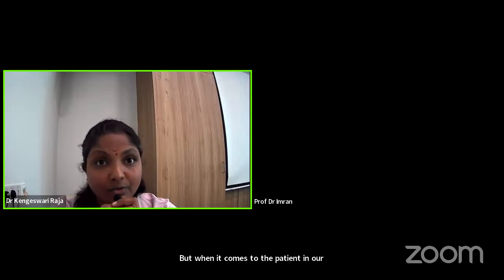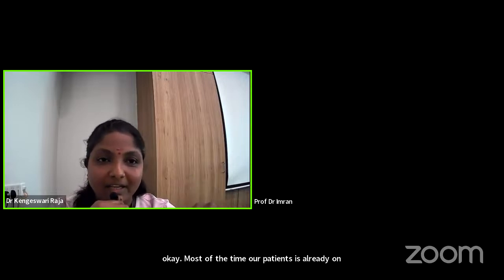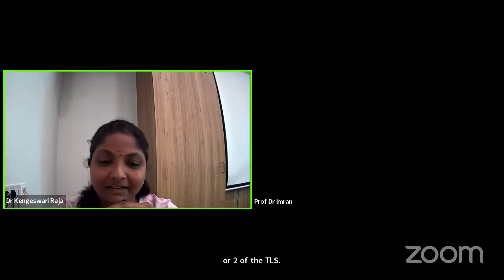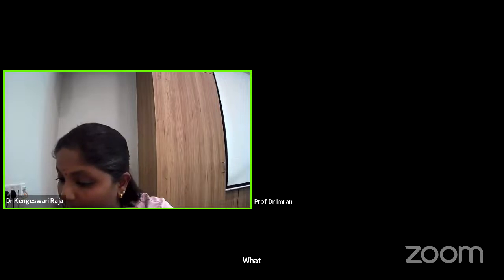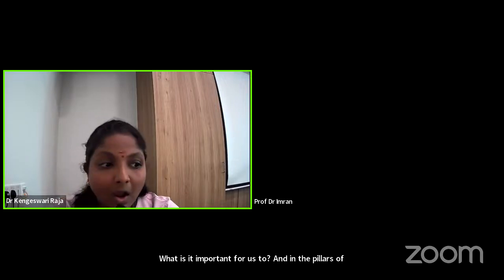So if their kidney function is okay and their blood pressure is okay, most of the time our patients are already on 1 or 2 of the pillars. So I will just add on the balance pillars as per guideline. Why is it important for us to add in the pillars of these drugs quickly? What is the rationale of us doing this?